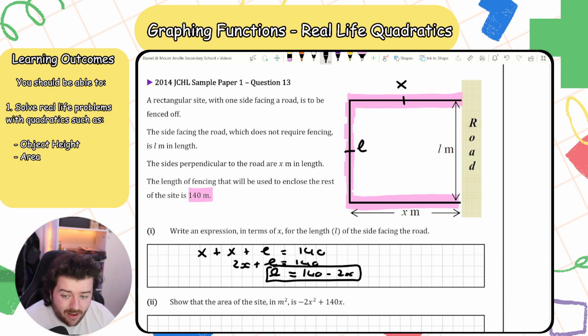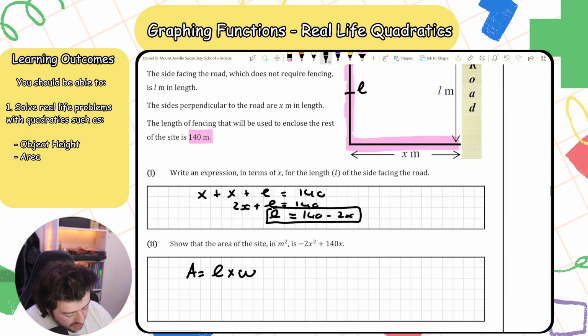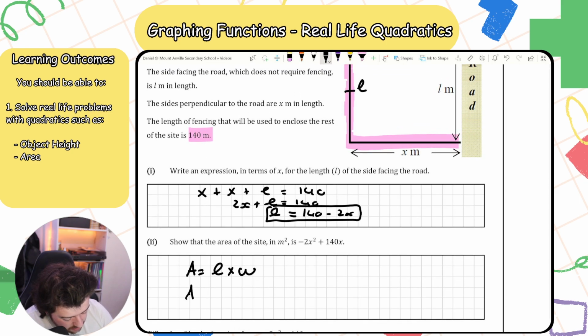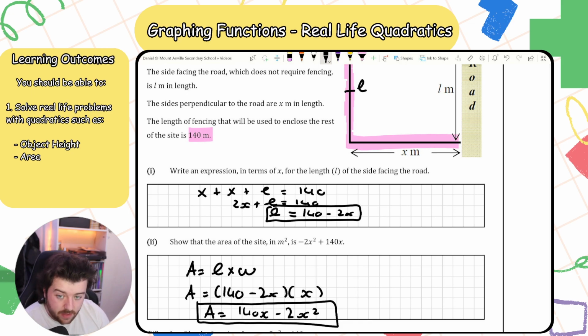Next one here, show that the area of the site in meters squared is minus 2x squared plus 140x. Well, I have what my length is equal to. Remember, area is equal to length times width. My length is equal to 140 minus 2x, and my width is equal to x. Multiplied in, my area is equal to 140x minus 2x squared. And there it is, I have proven it. Bada boom, bada bing.